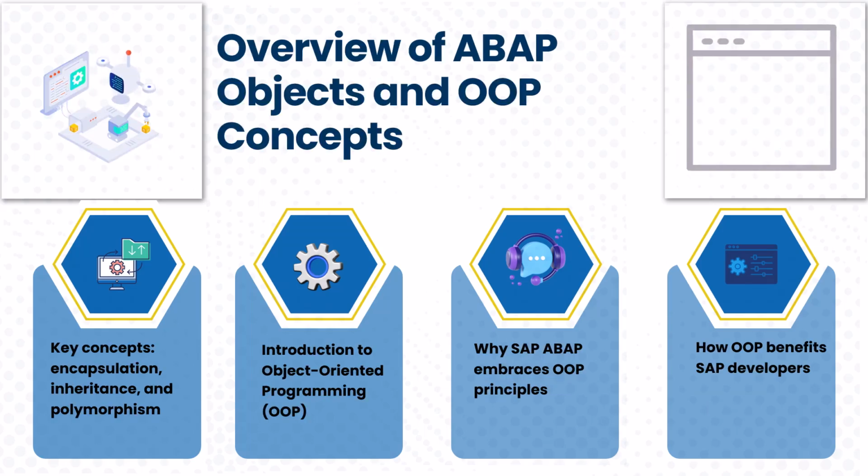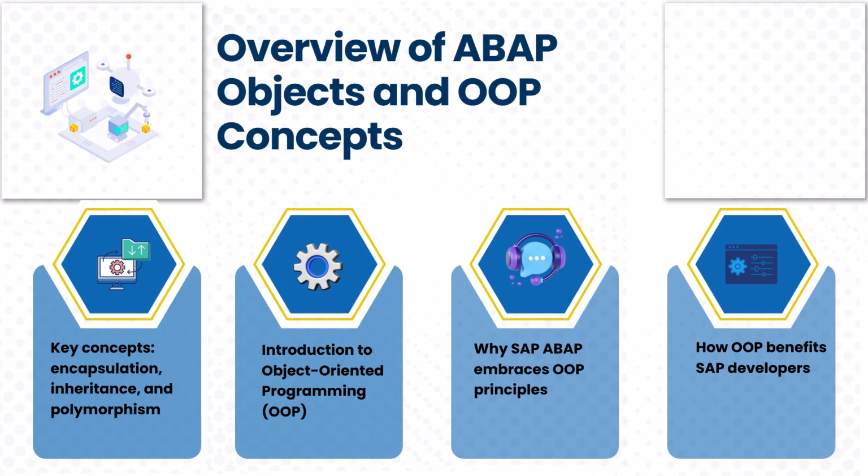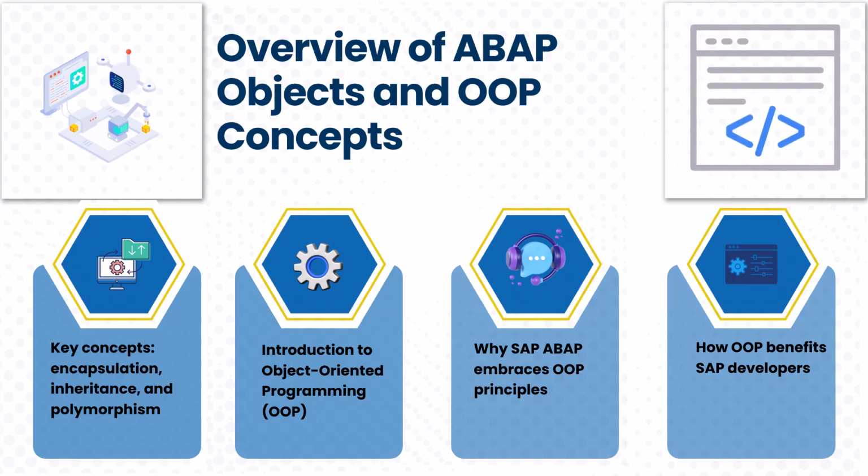Object-oriented programming, or OOP, is the VIP in modern coding, and SAP ABAP wanted in on the fun. Think of OOP as a way to make code reusable and structured, so developers aren't constantly reinventing the wheel. Concepts like encapsulation, inheritance, and polymorphism aren't just fancy words. They actually make SAP programming way more efficient.